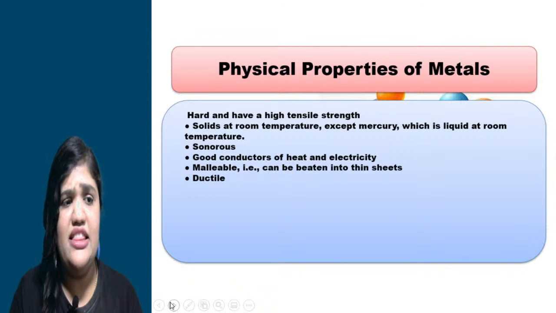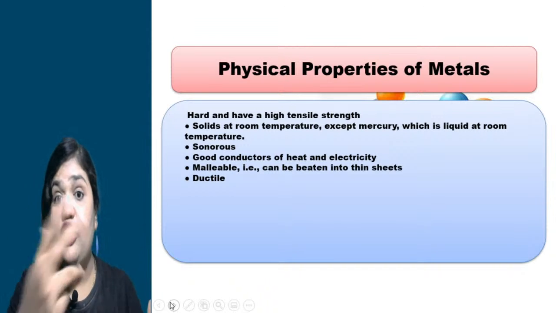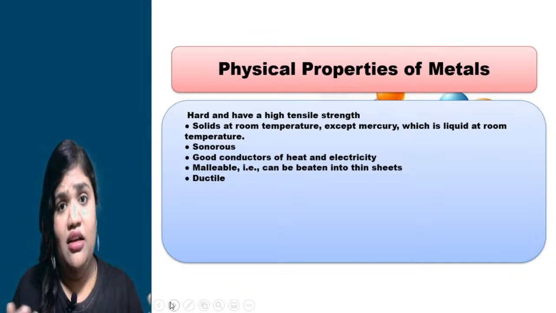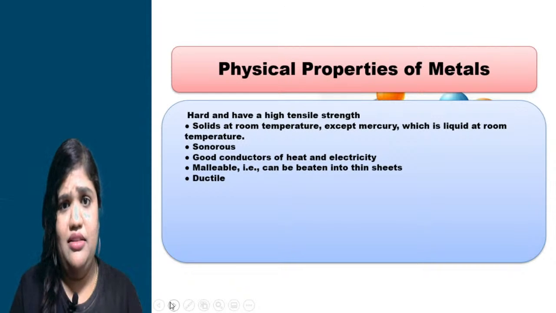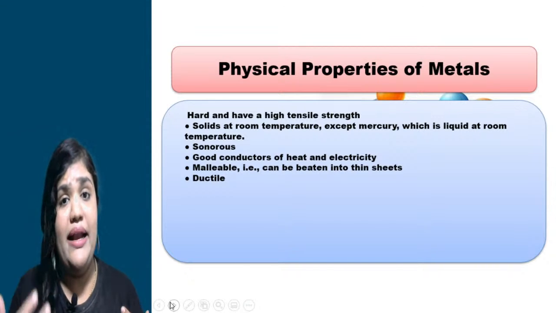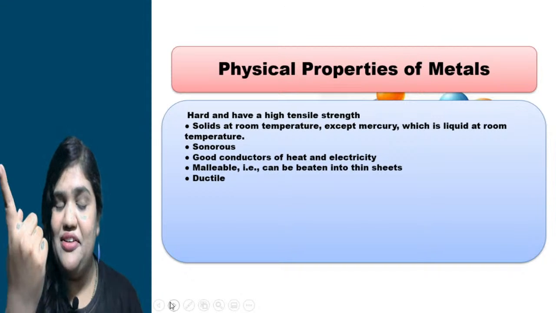They are solid in nature at room temperature. The exceptional case is mercury, as you know, that is given on your screen. They are hard, right? They have high tensile strength, that we have studied. Malleable, they are malleable means what? We can convert them into thin sheets. They are ductile in nature. We can convert metals into thin wire.